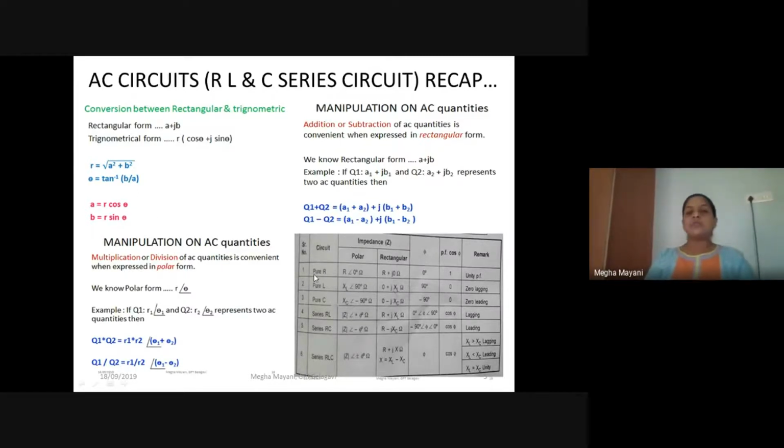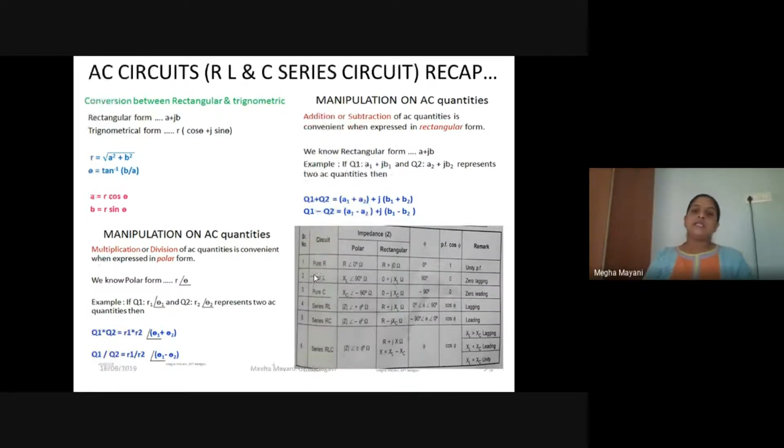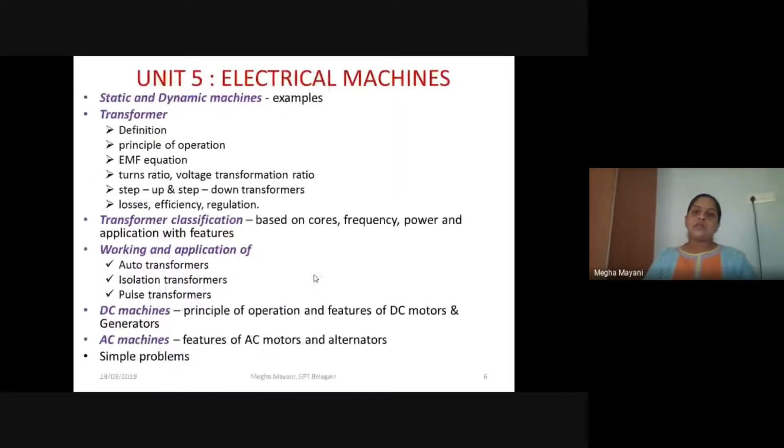Now let us proceed towards the next unit, which is electrical machines. In electrical machines, we are supposed to know what are static and dynamic types of machines.